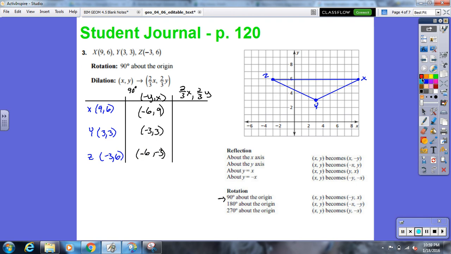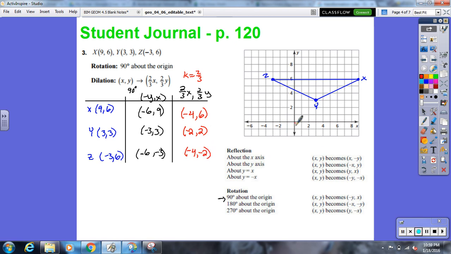Now this second part is a dilation of 2/3. Once again, your scale factor is 2/3, which is less than 1, so it is going to be a reduction in size. So we plug in our x: 2/3 times negative 6, and we get negative 4. And 2/3 times 9, we get 6. 2/3 times negative 3, we get negative 2. 2/3 times positive 3, we get 2, and so on.